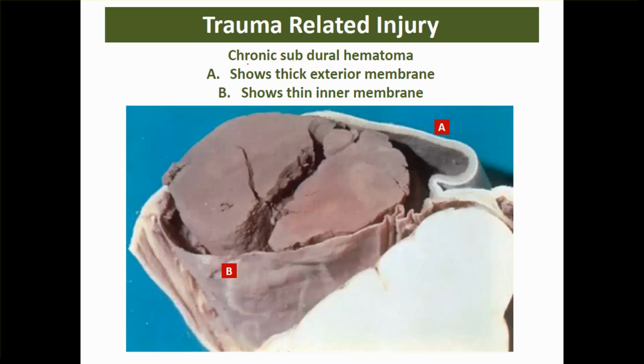Here, chronic subdural hematoma shows a thick exterior membrane, that is what you're seeing here, the A, which is a thick exterior membrane, and there is a thin inner membrane, and this is the thin inner membrane which you're seeing.